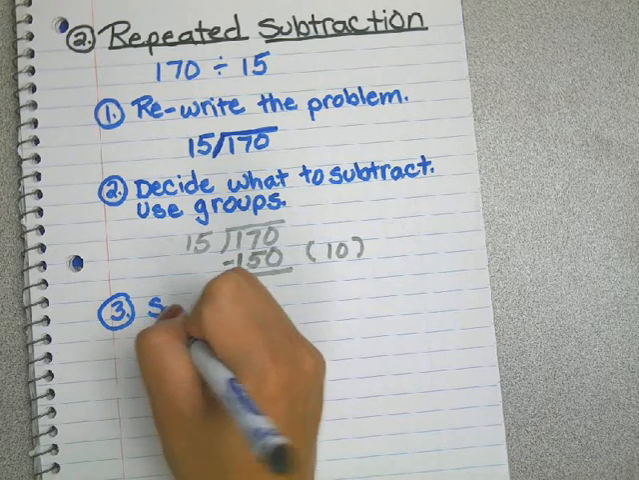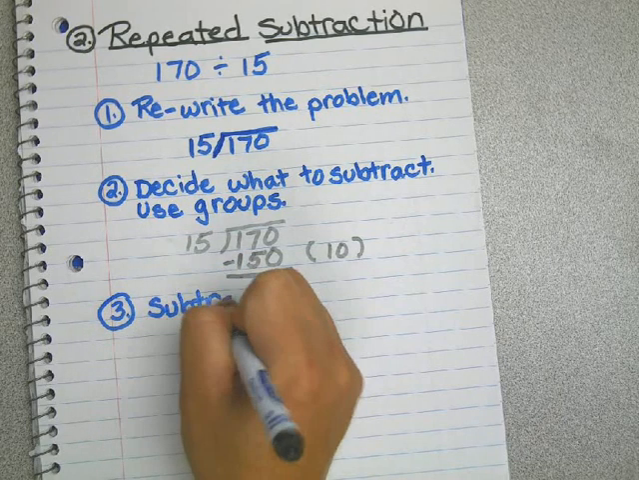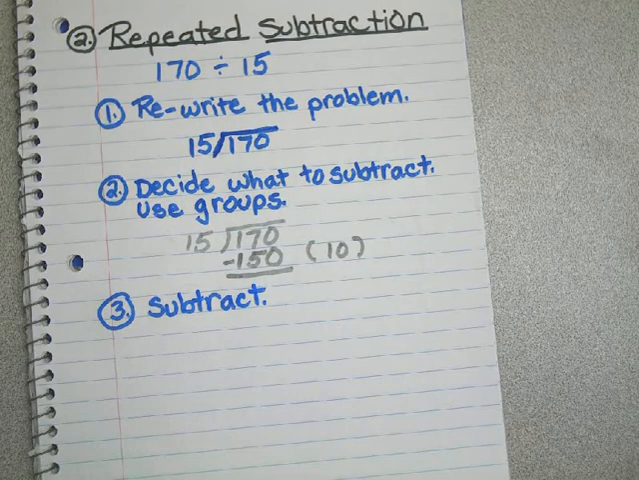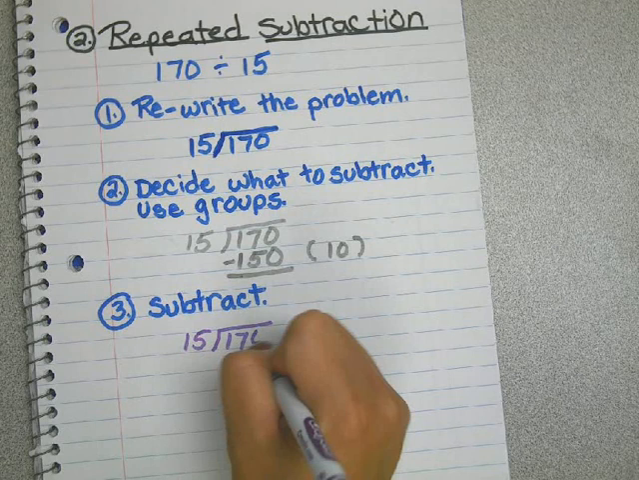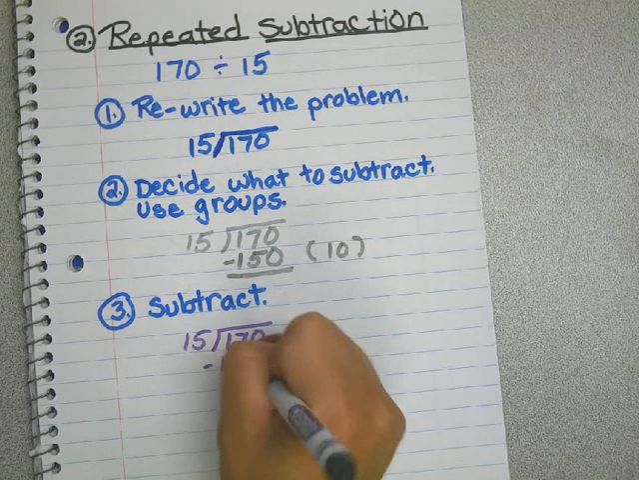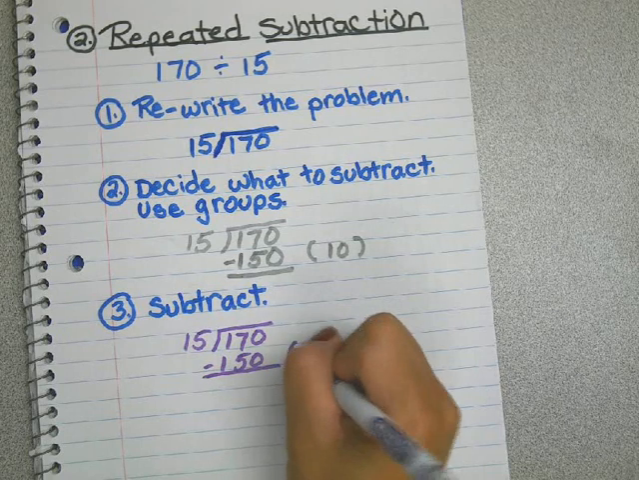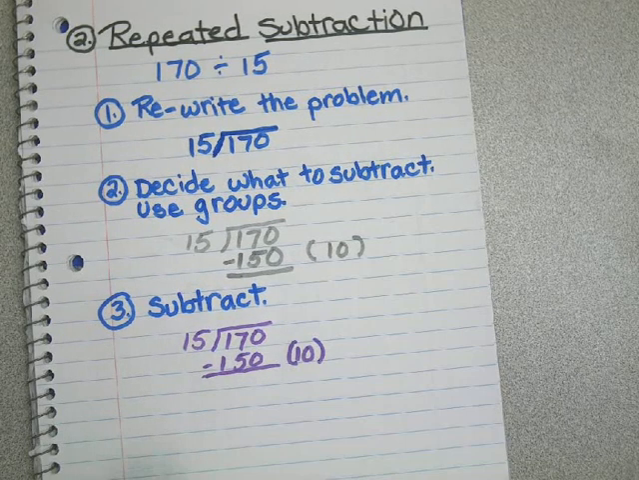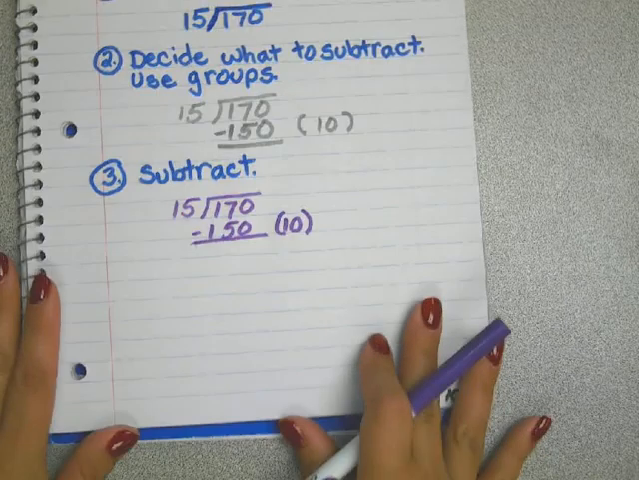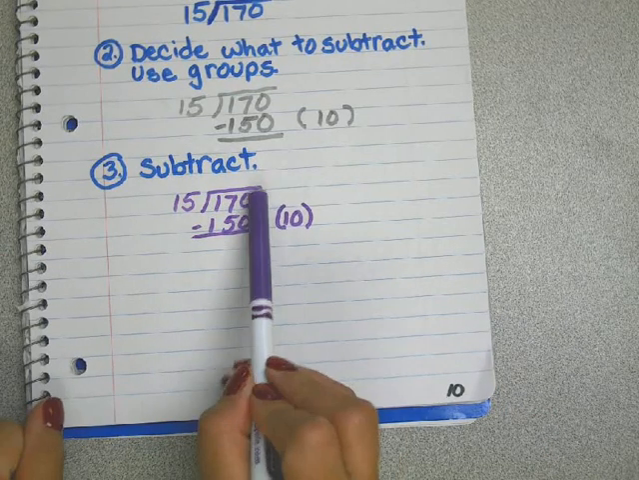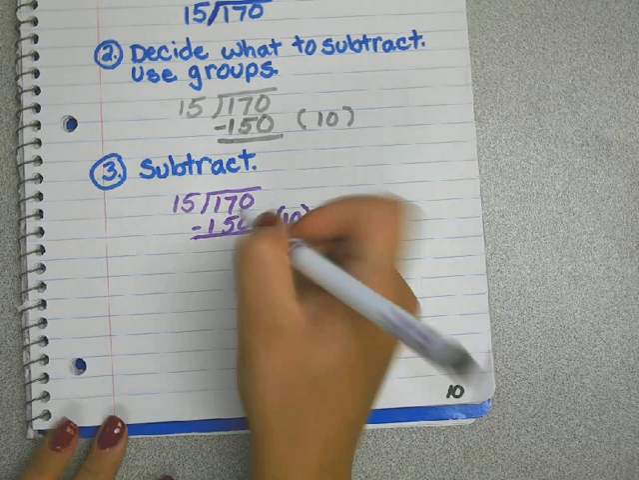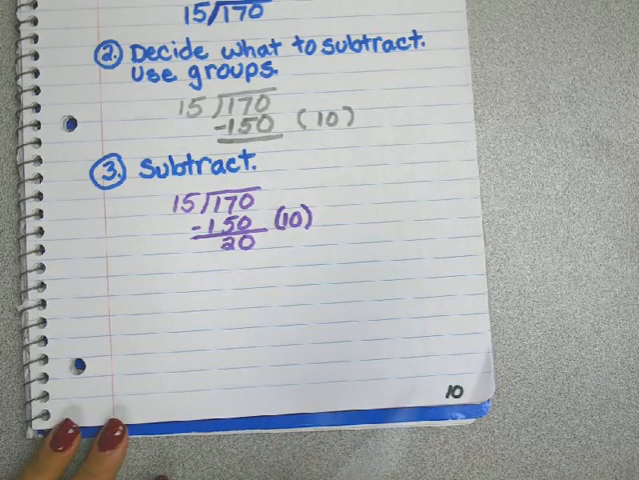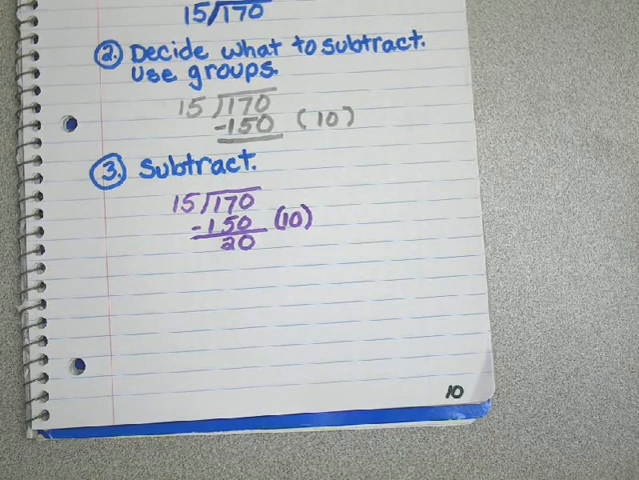Step 3 is to subtract. So I had 15 knocking on the door, and I said subtract 150, and in parentheses I said that was 10 groups of 15. What's 170 minus 150? Parker? 20. 20.